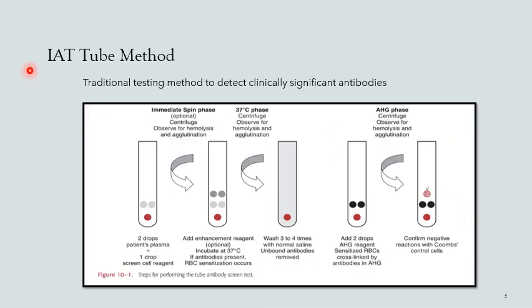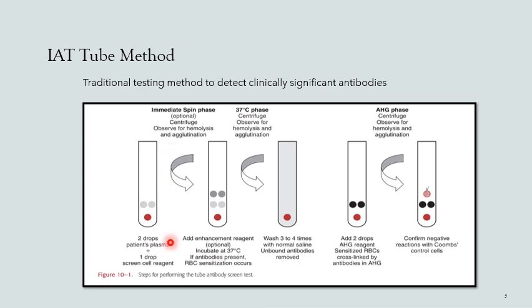Indirect antiglobulin test tube method is the traditional method to detect clinically significant antibodies. So in this method, first, mix 2 drops of patient plasma and 1 drop of screen cell reagent in the test tube. Centrifuge the test tube, and after centrifugation, observe for hemolysis and agglutination. So this phase is the immediate spin phase. In immediate spin phase, cold alloantibodies may be detected. If there are no hemolysis and agglutination, we will proceed to the next step.